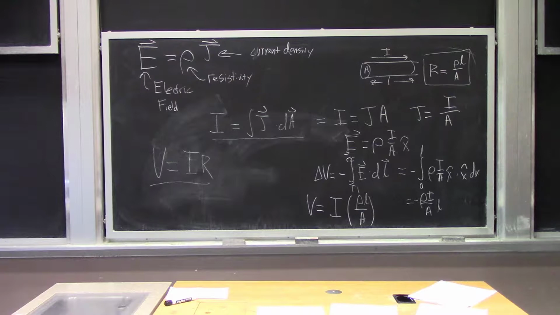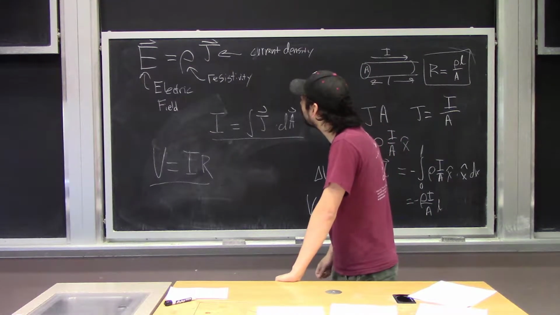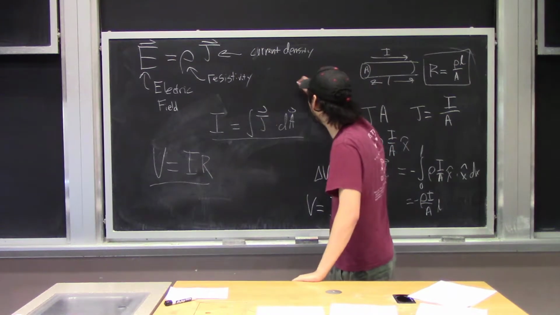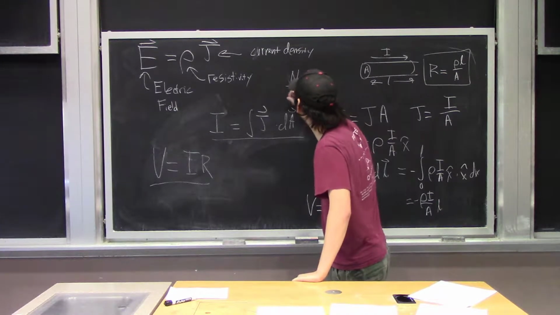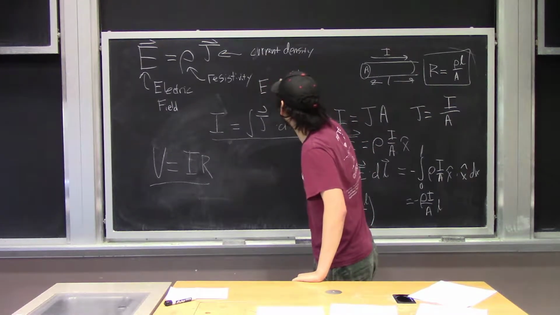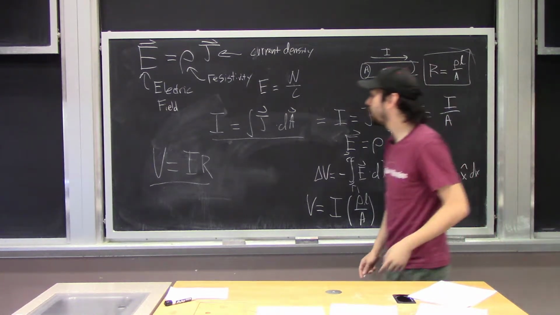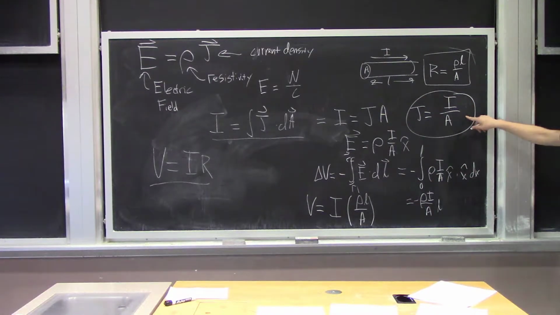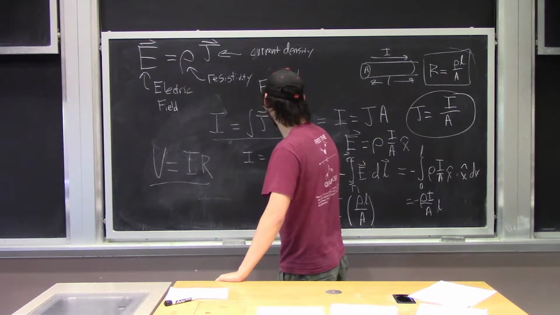Yeah? Can you talk a little bit about units? Sure. So I'm going to be really cavalier with this. So the electric field is going to have units of newtons per coulomb, right? So that's not a W, it's an N. So E has units of newtons per coulomb. The current density is going to be, by definition, some current divided by area. And current has units of charge, so coulombs per second.